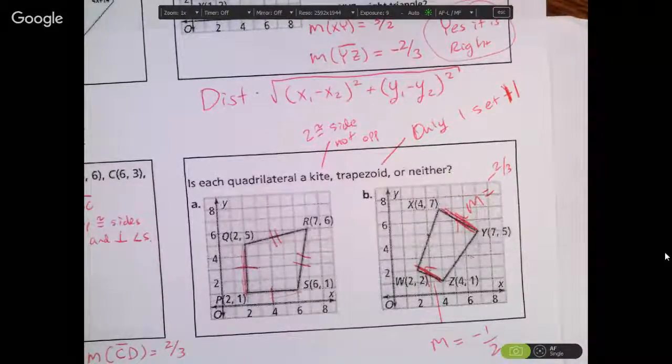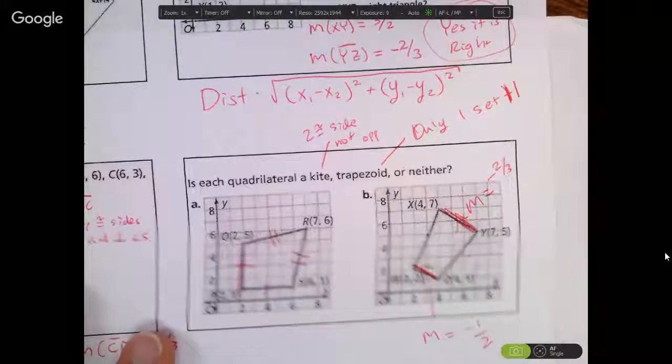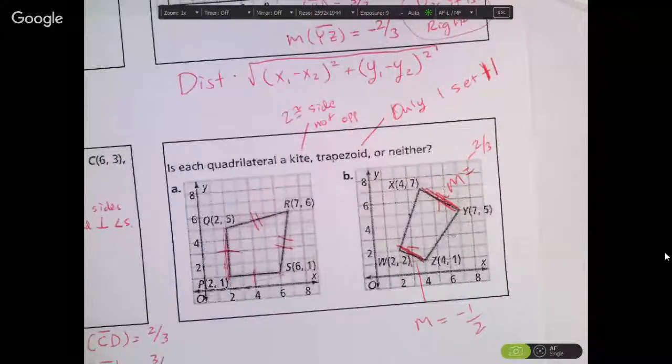And I'll tell you that on tests and stuff, we like to give you ones that look like a trapezoid, but you get to do the math. Absolutely, you do the math and you can see that it's not.